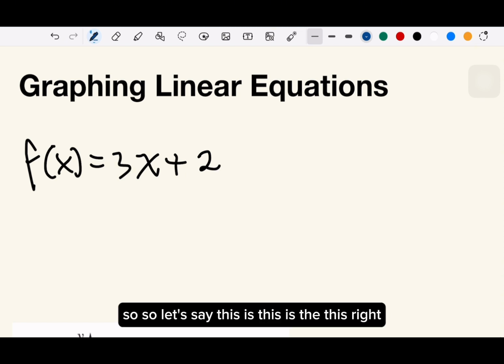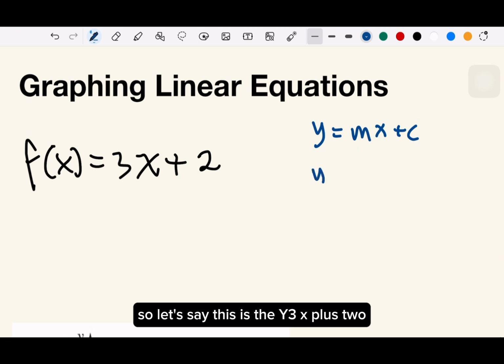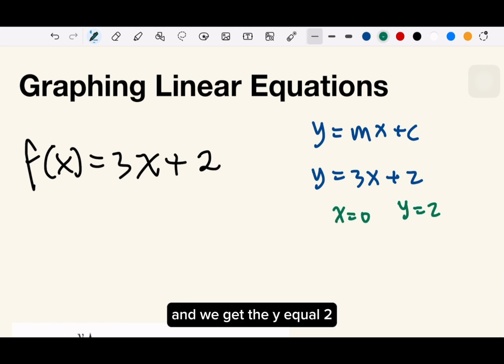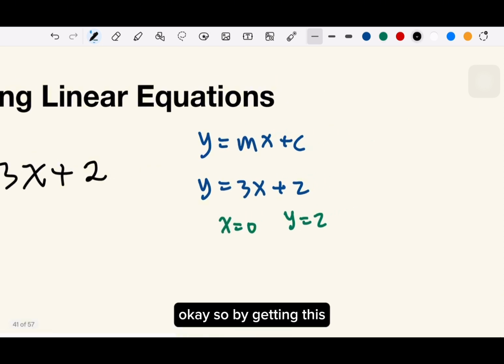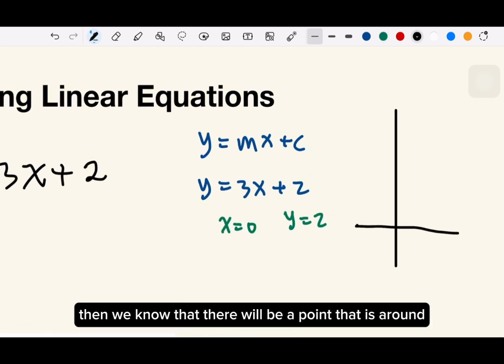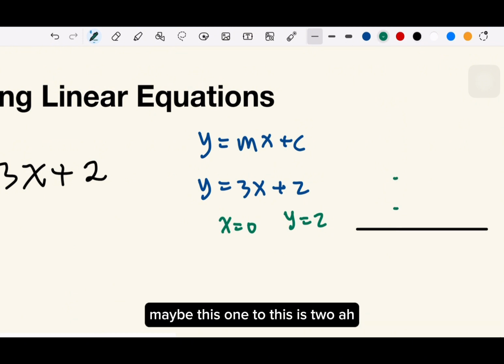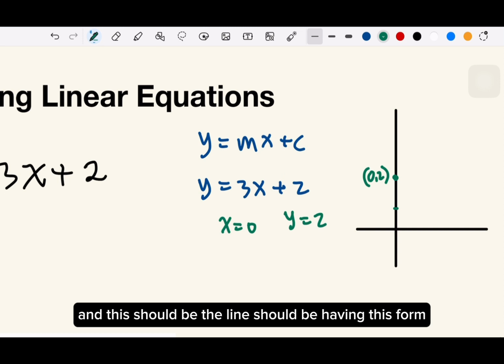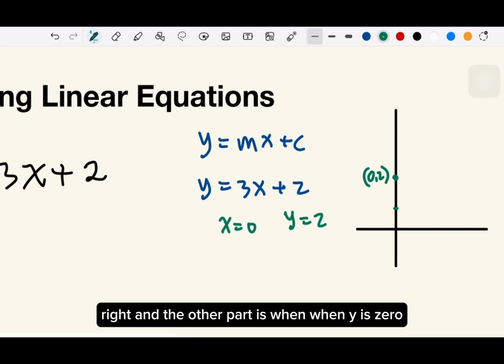So let's say this is y equals 3x plus 2. The way I did it is taking x equals 0, and we get y equals 2. So by getting this, we know that there will be a point at 0, 2, and the line should be having this point, right?